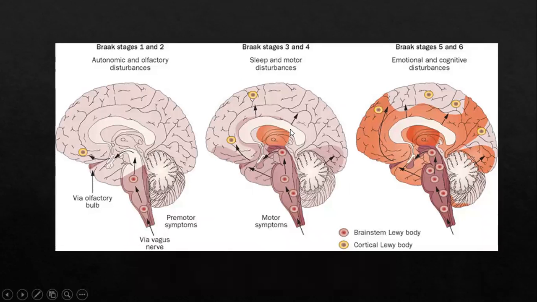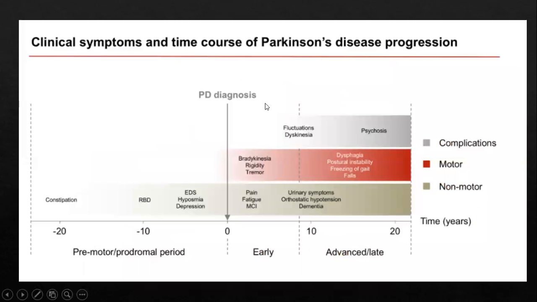Again, it's the same explanation here. Clinical symptoms and time course of Parkinson's disease, that is here. Parkinson's disease can be diagnosed at this stage, which means the disease starts some 20 years before. Patients might have mild or non-specific symptoms like constipation and REM sleep disorders. There can be hyposmia, that is smell disorders, and depression can be seen. And when motor symptoms begin, we are able to diagnose the disease.